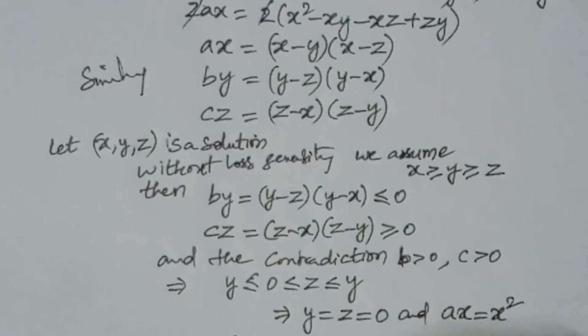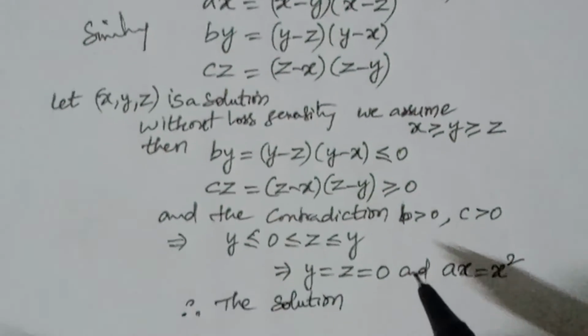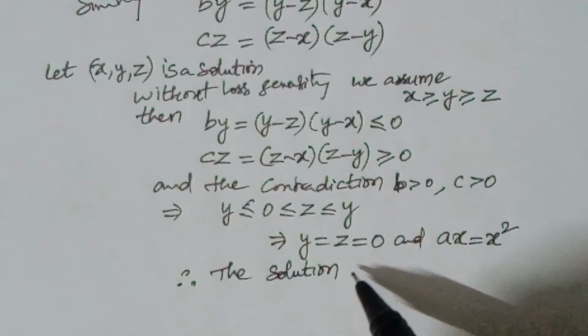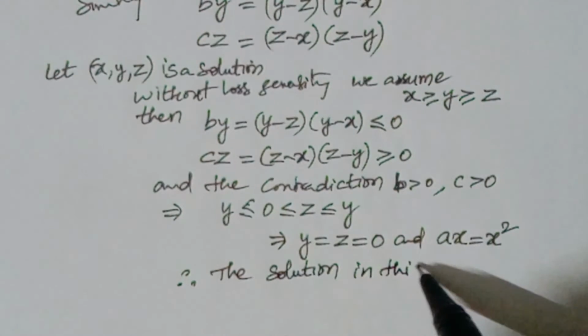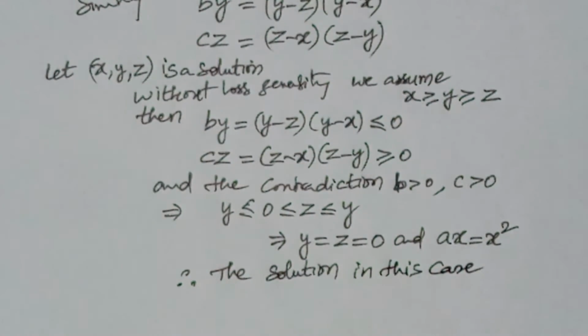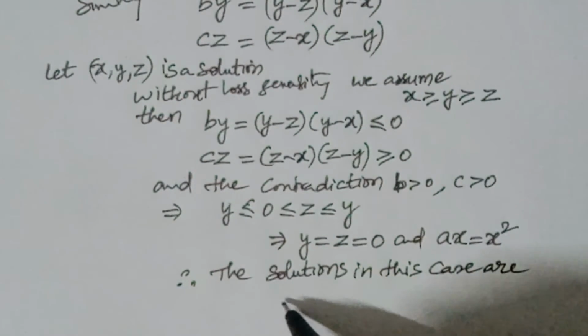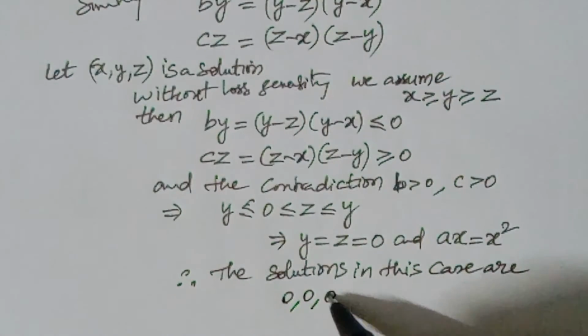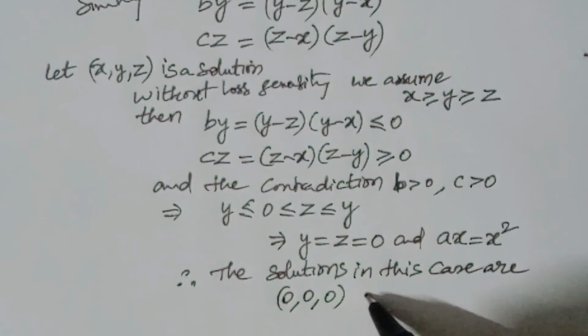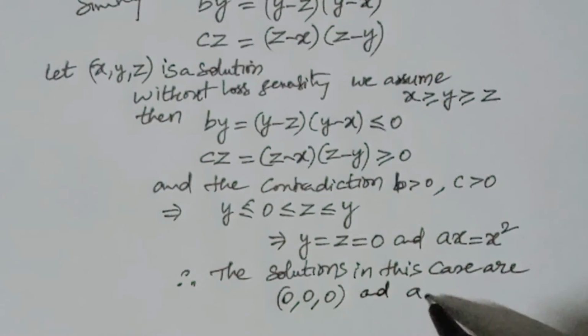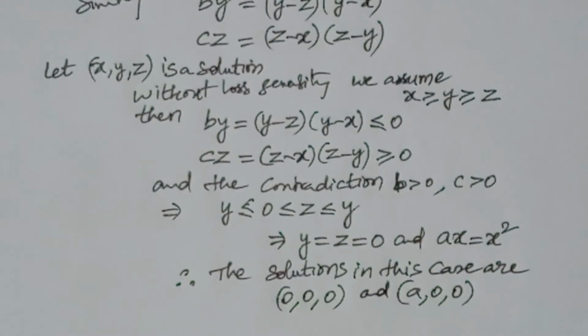Therefore, the solutions in this case are 0, 0, 0 and a, 0, 0. So this is the solution.